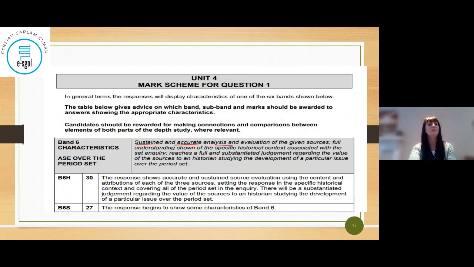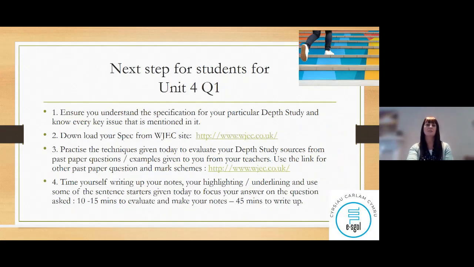Now, what I've put in here is a mark scheme, which is band 6, which is the top band for this Unit 4 question. And just look what you need to do. You need a sustained and accurate analysis and evaluation, which focuses on the context of the sources. You have to give a full and substantiated judgment. You have to look at the value, and you have to look at the issue over the period set. Now, if you do all of that, which is what we've just done, then you could be accessing that band 6 marks.